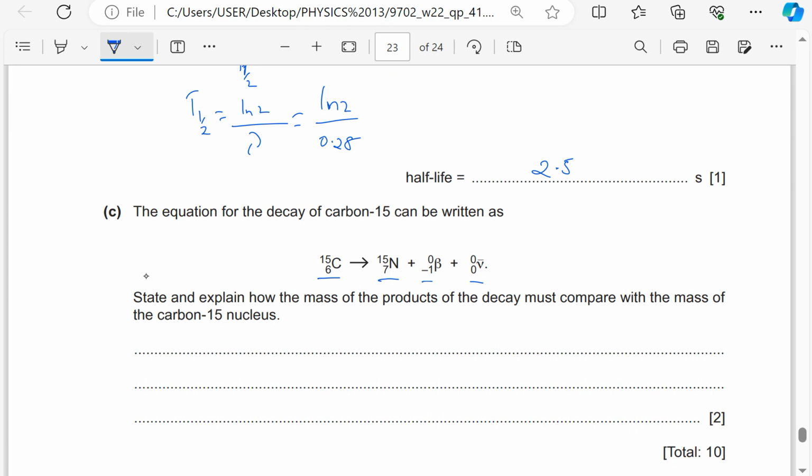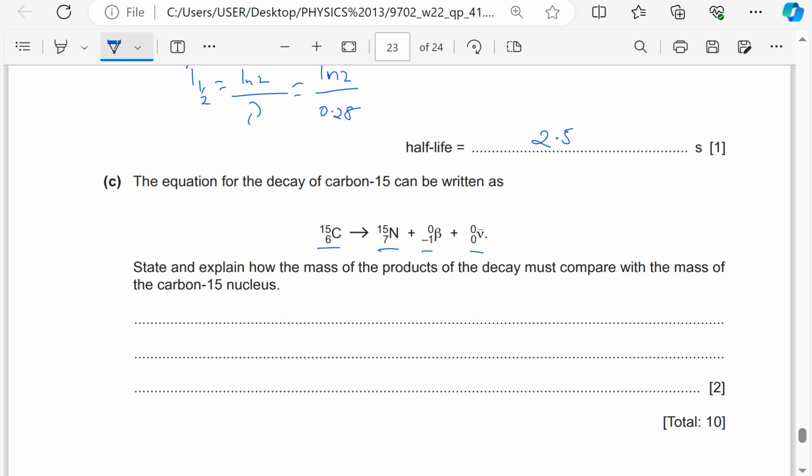State and explain how the mass of the products of the decay must compare with the mass of the carbon-15 nucleus. If this reaction is to occur, then there should be a difference in mass. For energy to be released in any reaction, the mass on the right hand side should be less than the mass on the left hand side, so that energy is released in compensation for the difference in mass. So I will say for the reaction to occur, energy must be released.